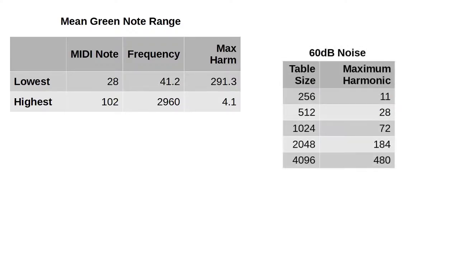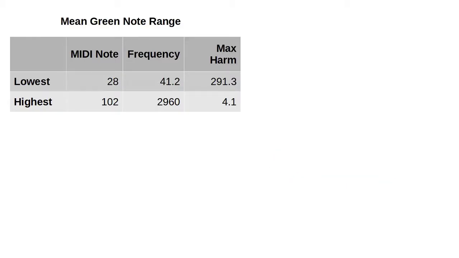Looking back again at our table we obtained for how many harmonics we can get within our noise specification, we see that we have to use a table of 4096 samples, as this is the only one we've considered that gives us a maximum harmonic of 291 or greater.